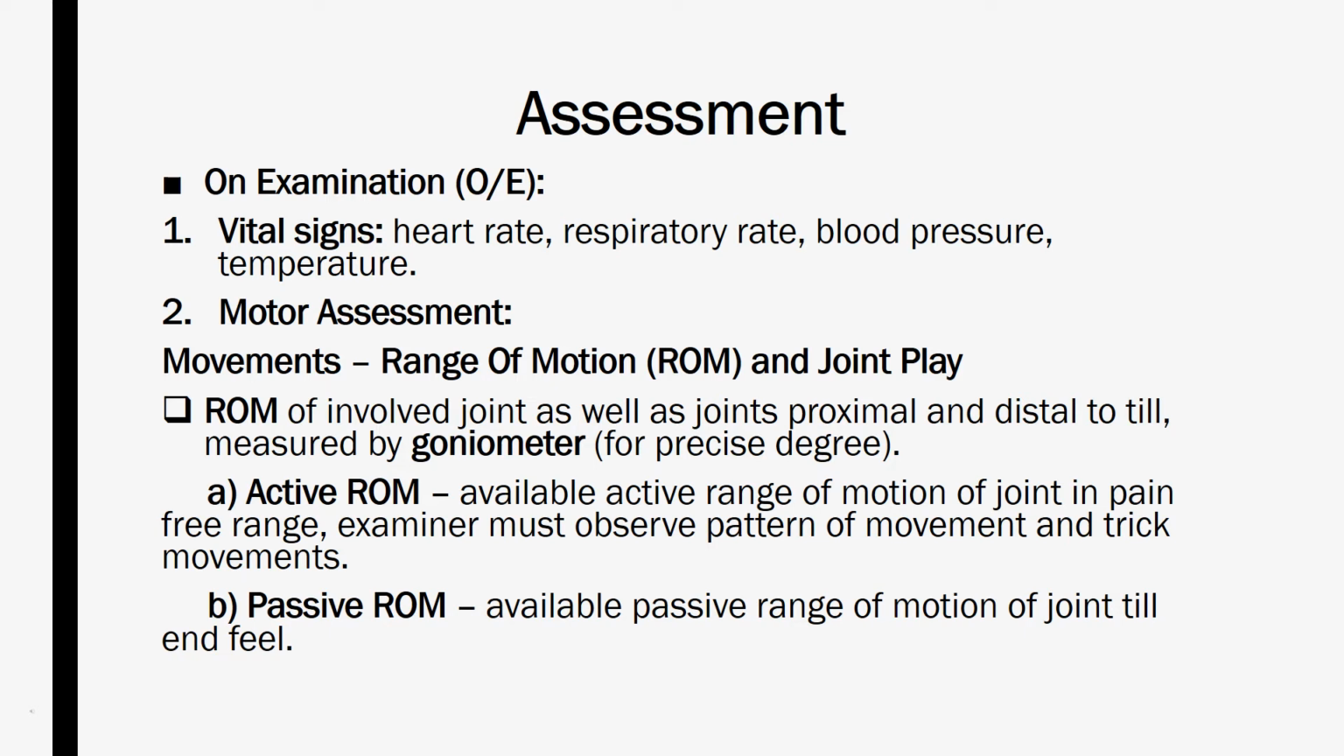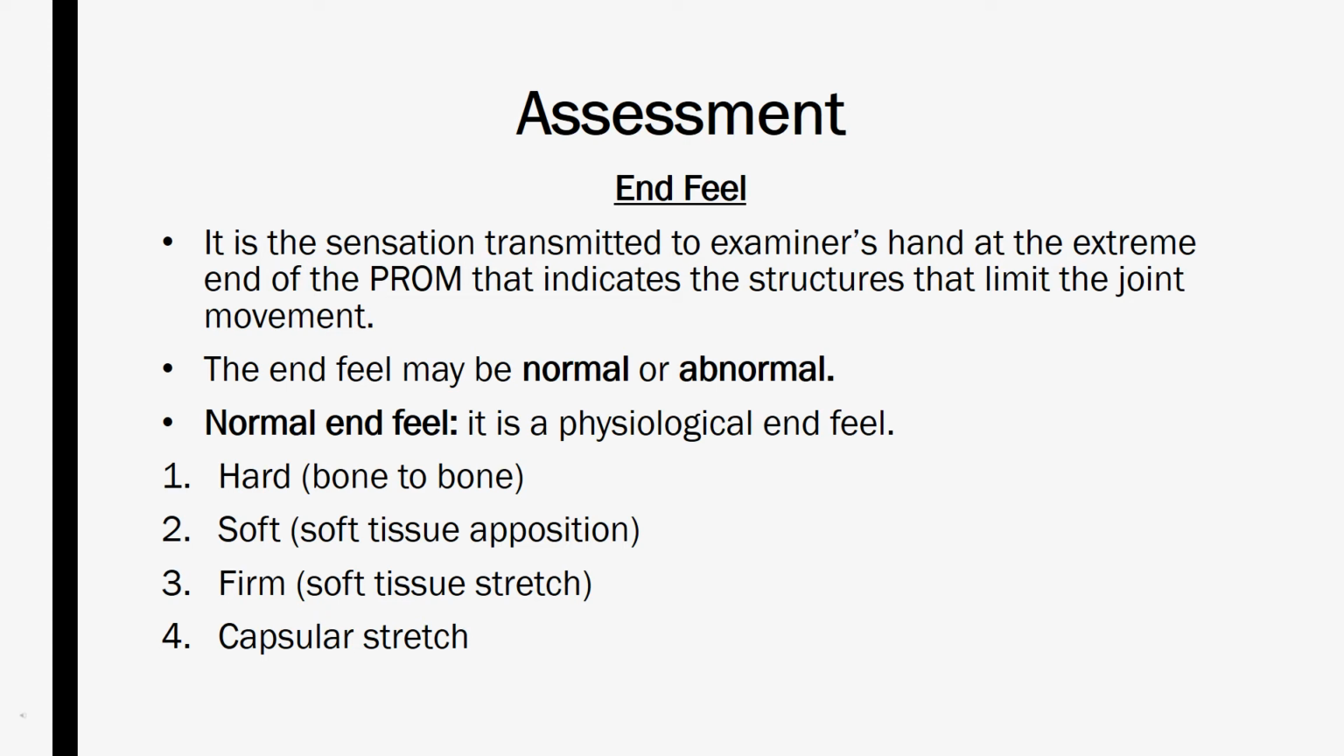Active range of motion: available active range of motion of joint in pain-free range. Examiner must observe the pattern of movement and trick movements. Passive range of motion: available passive range of motion of joint till end feel. So, before proceeding further, let's talk about end feel. It is the sensation transmitted to the examiner's hand at the extreme end of passive range of motion that indicates the structures that are limiting the movement.